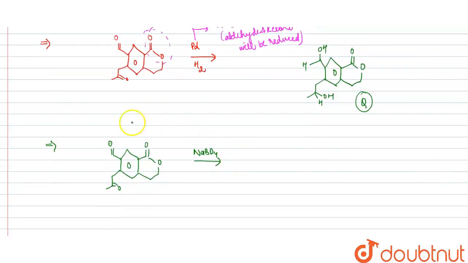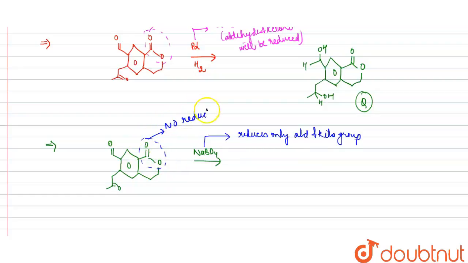As a result of which, what will happen? What is the use of using NaBD4? See here, it is similar to NaBH4, but instead of hydrogen, its isotope deuterium is used here. So it also reduces only the aldehyde and the keto group. So no reduction of the ester group will take place. No reduction of ester. So only this carbonyl will be reduced.